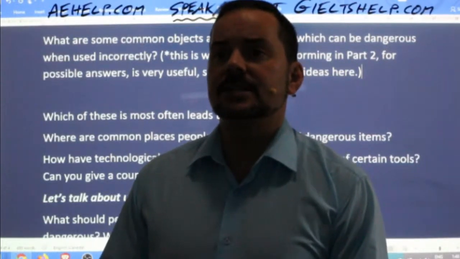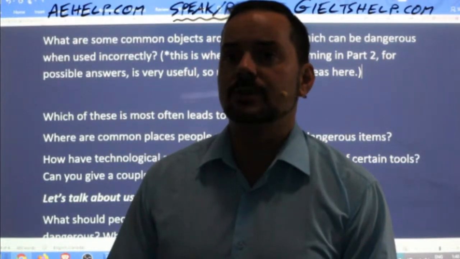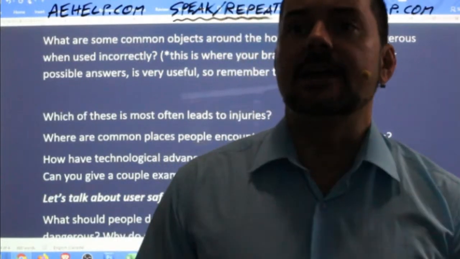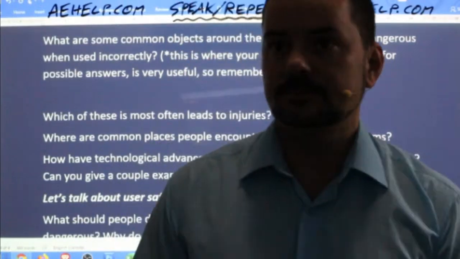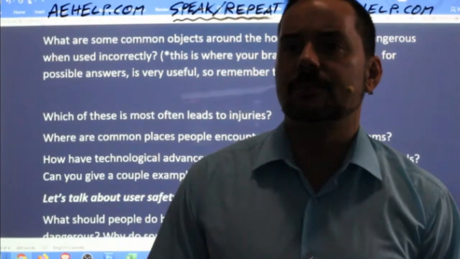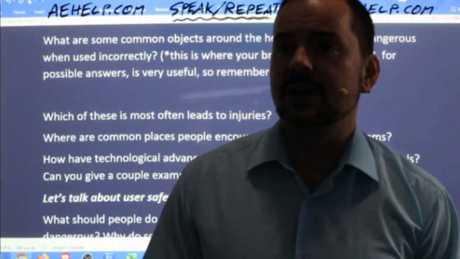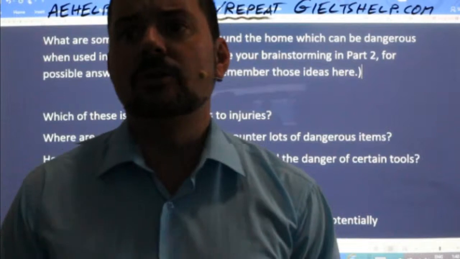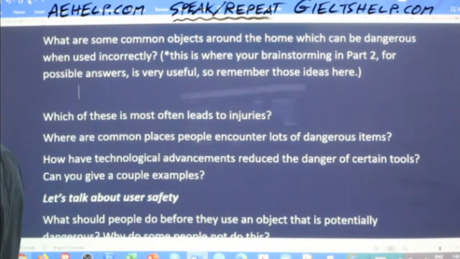Shaylee says, a few objects like electrical switches, knives, gas stoves, when the gas is left on, can prove to be very dangerous if mishandled or treated carelessly. Sammy says, the most common objects that can harm people in the kitchen are a blender, scissors, knife, a gas cylinder, and even a microwave oven. Last Friday, my wife's hand got burned while baking a cake. Yeah, okay, good, Sammy. So definitely, here we go.